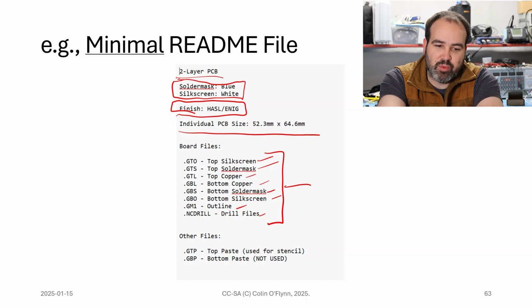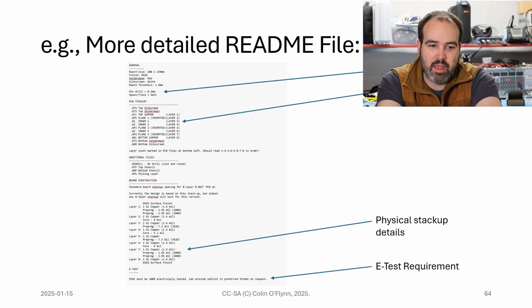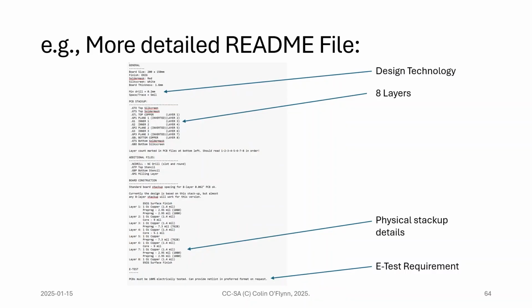I also have, and we'll look at this when we get into assembly stencils, a paste layer used for stencil. In this case, it's a one layer or top layer only assembly, so there's no bottom assembly information needed. It exports by default, but it's just blank, so I just say it's not used. Here's a more detailed README file. And this is for 8 layers, right?